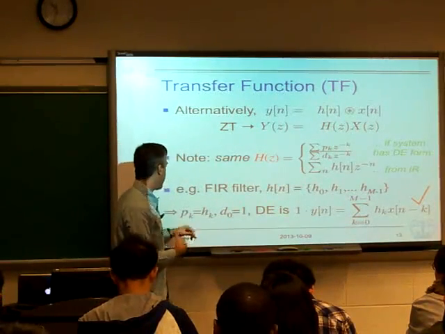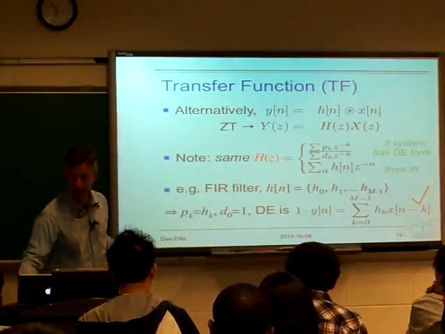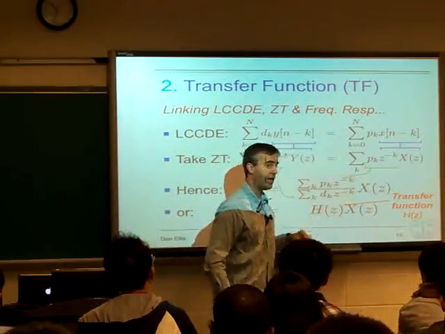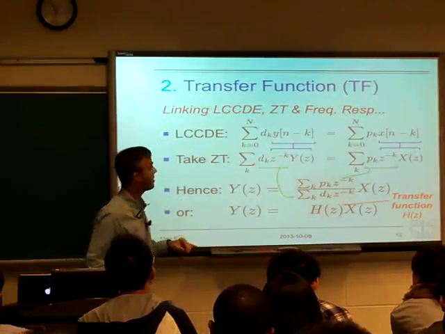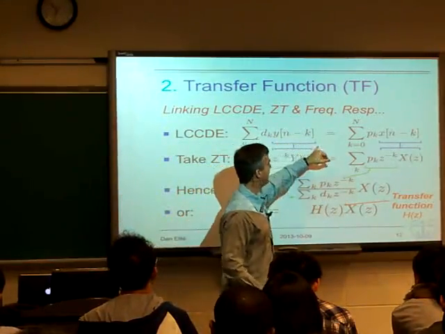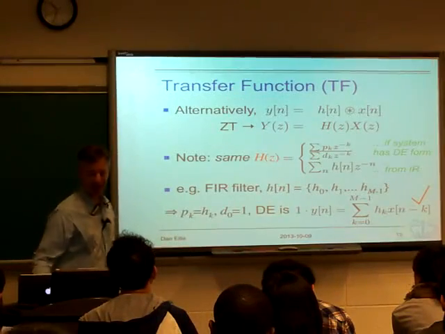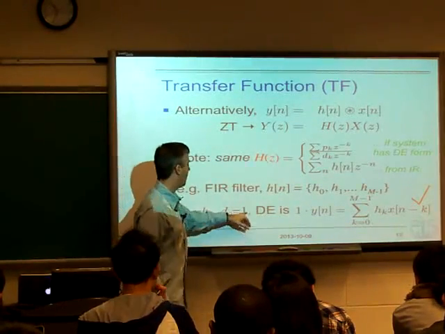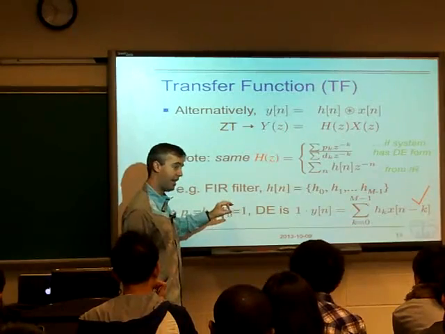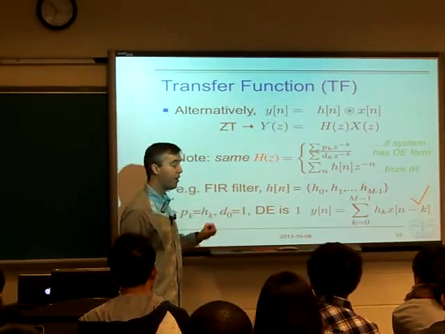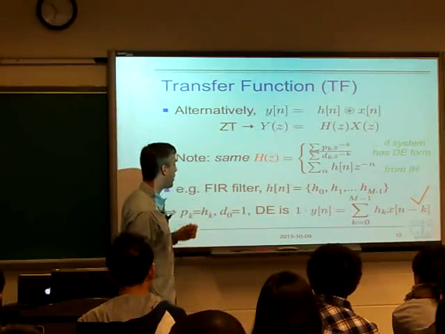So that would mean it would be the same as having an LCCDE where the p of k's are the individual h of n terms, because that's going to work out. And then also having just a single term on the left-hand side. So the d of k's are 0 for k greater than 0, and we only have one y of n term involved.